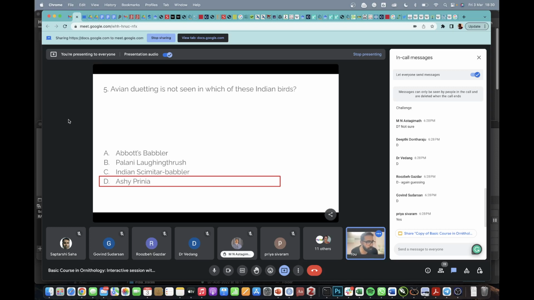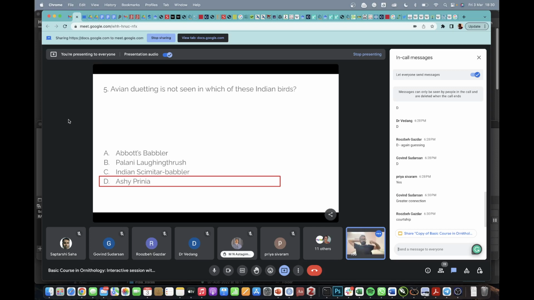What can be the reasons for avian duetting? Anyone? I mean, what can be the possible reasons? There are like 5 or 6 reasons. I can't tell you all of them, but can people guess what could be the possible reason? Greater connection, courtship. Yeah, courtship is one really good example. Greater connection, as in greater connection between the pairs.